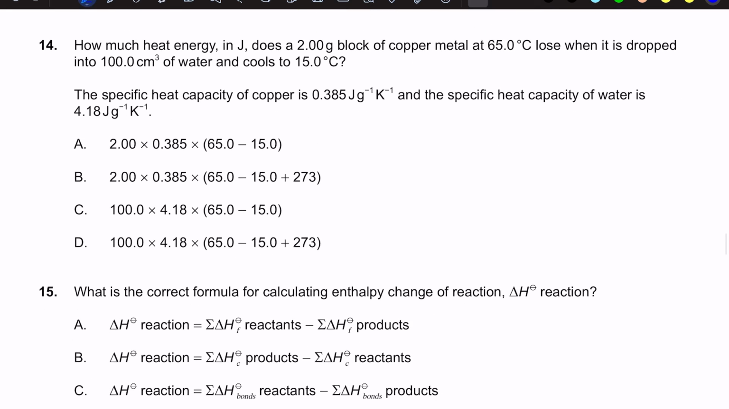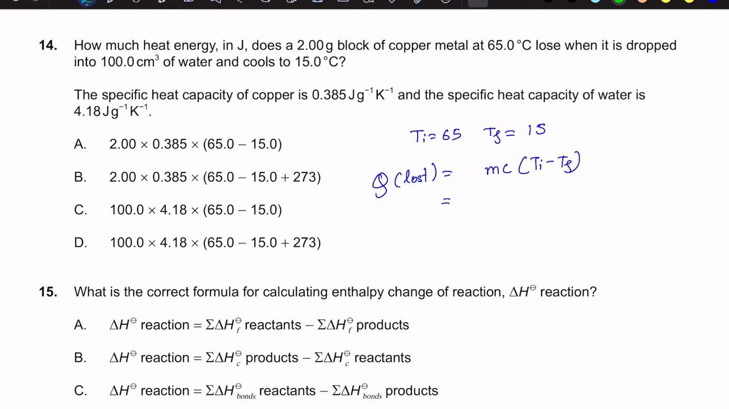Now moving on to the next question. How much heat in joules will a 2.2 gram block of copper at 65 degrees lose when it's dropped into 100 cubic centimeters of water and cools down to 15 degrees Celsius? Okay, so the initial temperature of copper is 65, the final temperature is 15, right? This is done. So heat lost by copper would be mc(Ti minus Tf). We can also take minus mc delta T, minus mc(Tf minus Ti), then put the negative inside, which will make it Ti minus Tf.